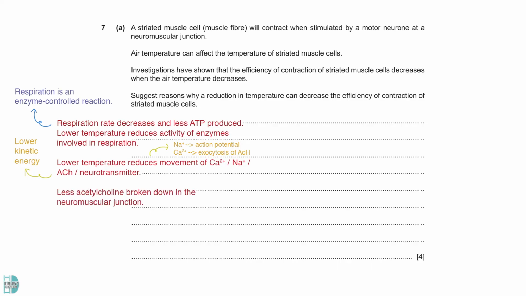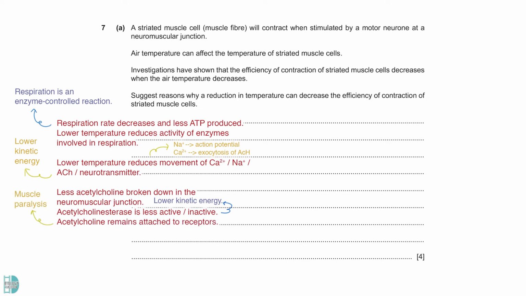Due to a lower enzyme activity, less acetylcholine is broken down in the neuromuscular junction. The enzyme that catalyzes this reaction, acetylcholinesterase, is less active due to its low kinetic energy. If acetylcholine is not broken down, it remains attached to the receptors. In the sarcomere, there will be fewer calcium ions moving around and binding to troponin. Again, it is due to its lower kinetic energy.